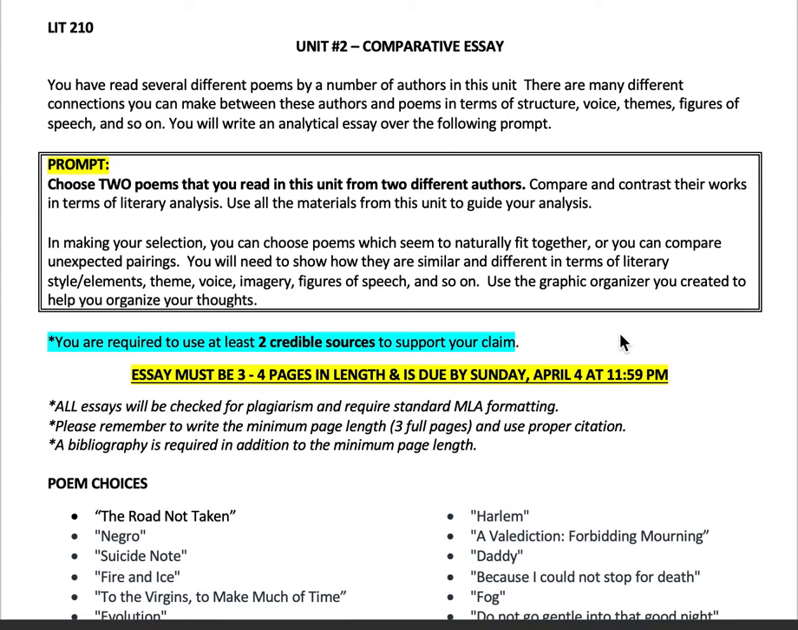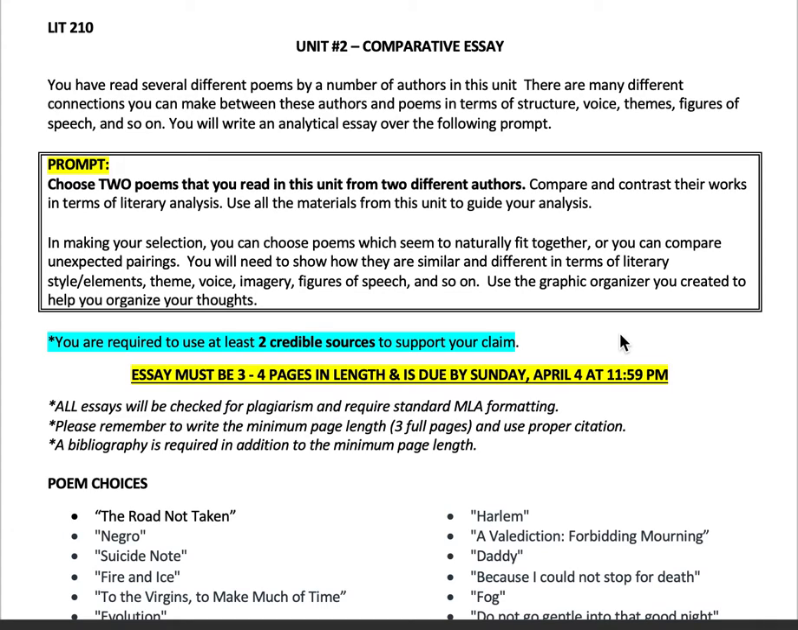You're going to choose two poems that you read in this unit from two different authors. And then you're going to compare and contrast their works in terms of literary analysis, using all the materials from the unit to help guide your analysis. So that's all of the lecture information about voice and syntax, tone, imagery, sound, theme, whatever it might be.